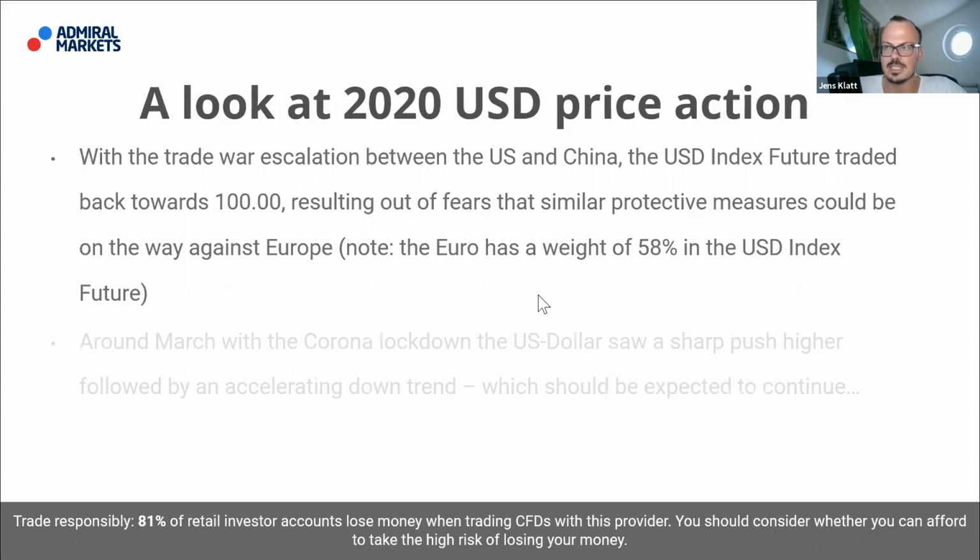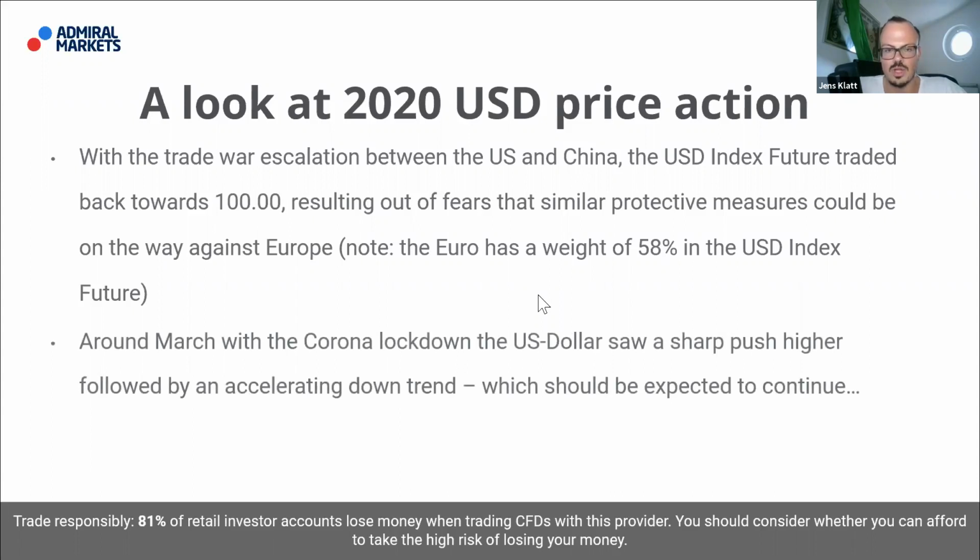And then the black swan hit, the Corona lockdown in the US, and we saw a sharp push higher, followed by an accelerating downtrend. And this is something I can already say right here: the US dollar downtrend should continue. That's something I expect.